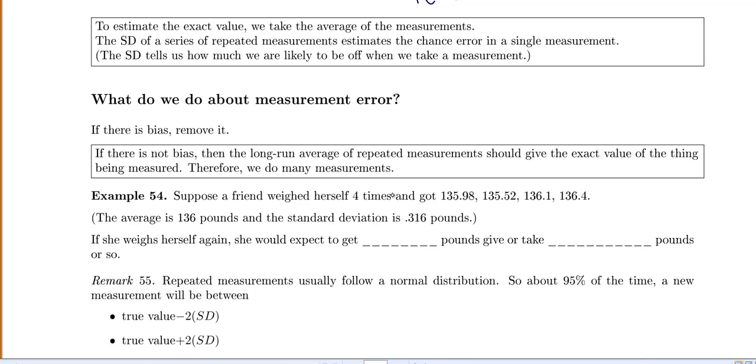So suppose a friend measured herself 4 times and got the measurements 135.98, 135.52, 136.1, and 136.4. The average of that list of numbers is 136, and the standard deviation is 0.316 pounds. So if she weighs herself again, she'd expect to get the average, so about 136 pounds, give or take 0.316 pounds or so.